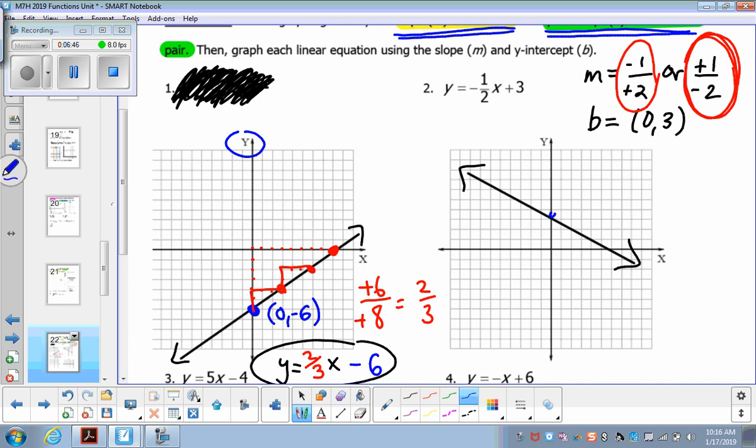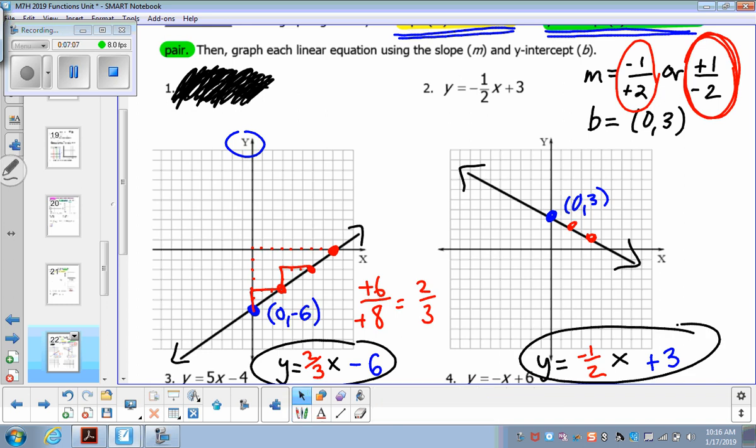If you notice, the starting point is at 0, 3, right there. You've already got the positive 3. Now to get to another point, you're going to go down 1 over 2, down 1 over 2. So you've got the down 1 over 2, and that means you've got the equation, negative 1/2 x plus 3.